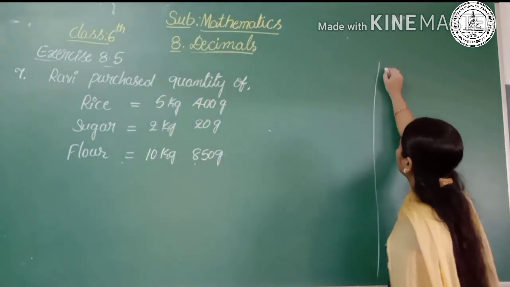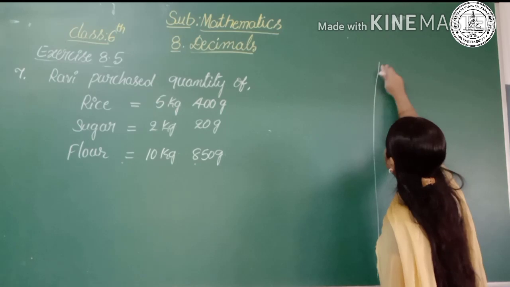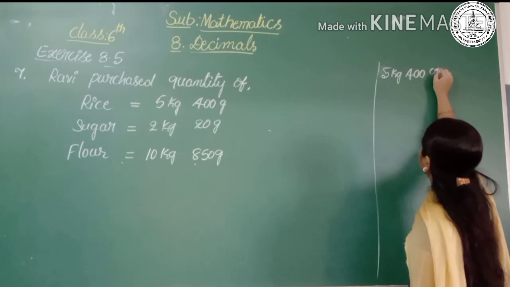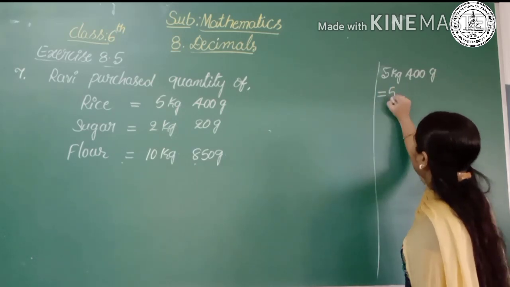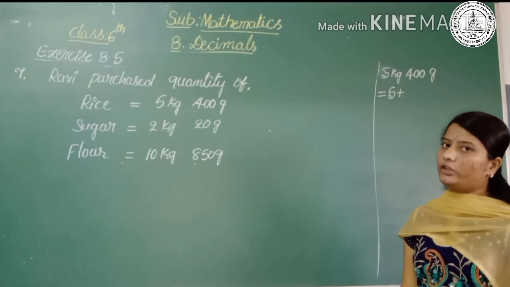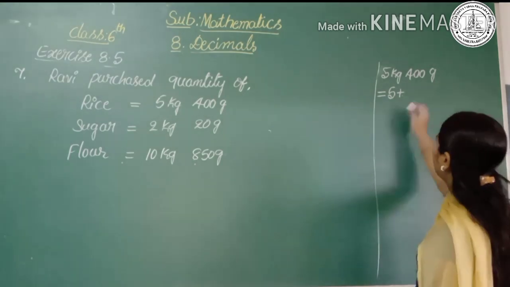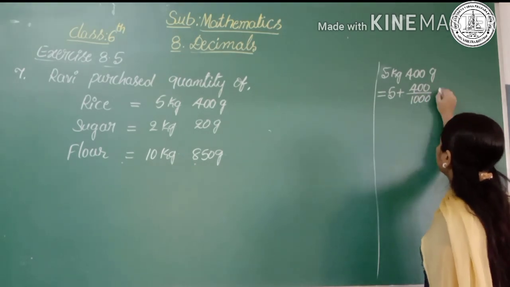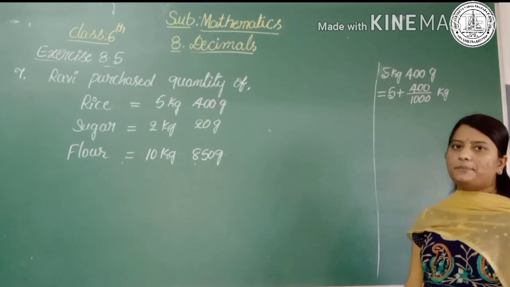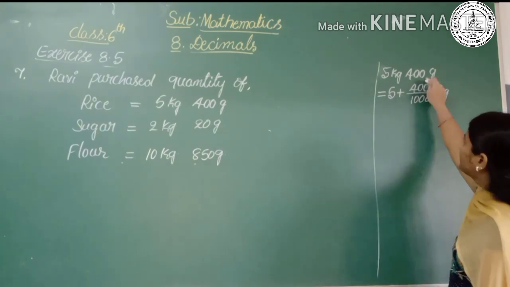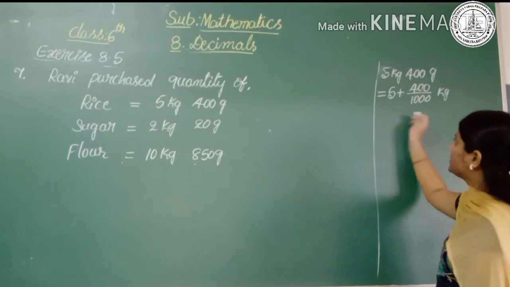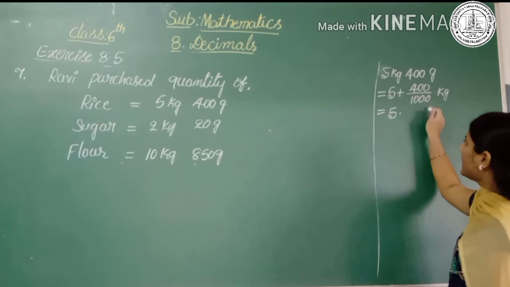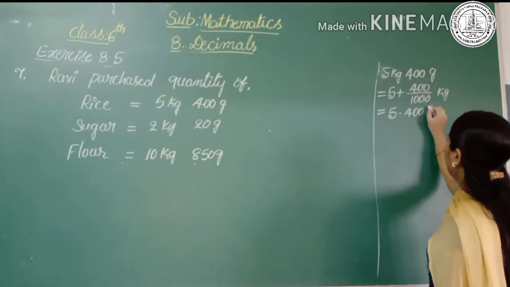Okay. The first one is 5 kg 400 grams. So it can be written as 5 plus 400 grams, which has to be converted into kg, right? So it is 400 divided by 1000 kg. Means 1 gram is equal to 1 by 1000 kg, so 400 grams is equal to 400 by 1000 kg. Okay. Now write it in the decimal form. 5 plus 400 thousandths can be written as 5.400 kg.